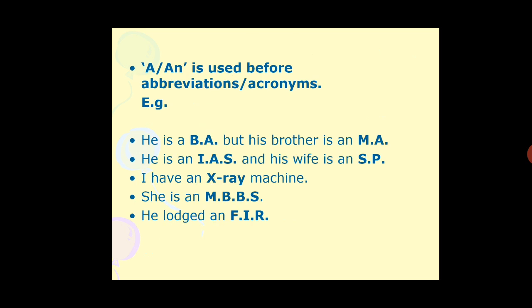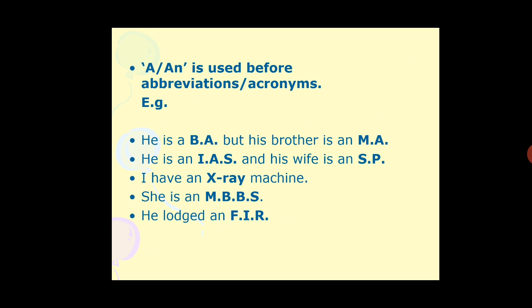Let's go ahead. So an is used before sometimes abbreviations or acronyms. Acronyms means you can say the contracted form of the longer words, like BA. BA stands for Bachelor of Arts. MA stands for Master of Arts. So they are the acronyms, you can say. Okay, one of the types of abbreviations. He is a BA, but his brother is an MA.